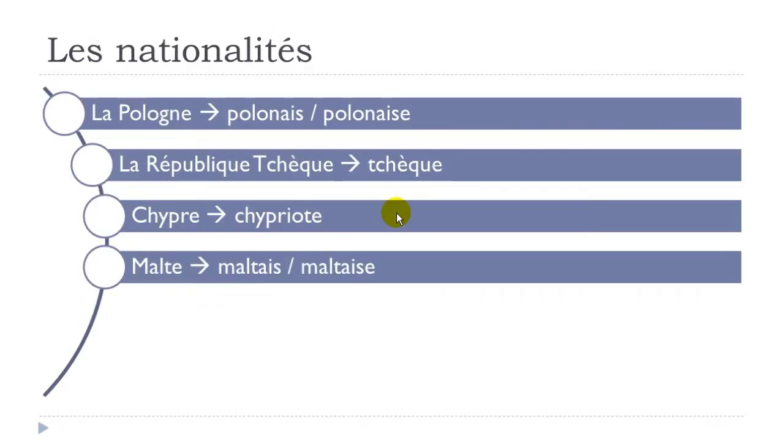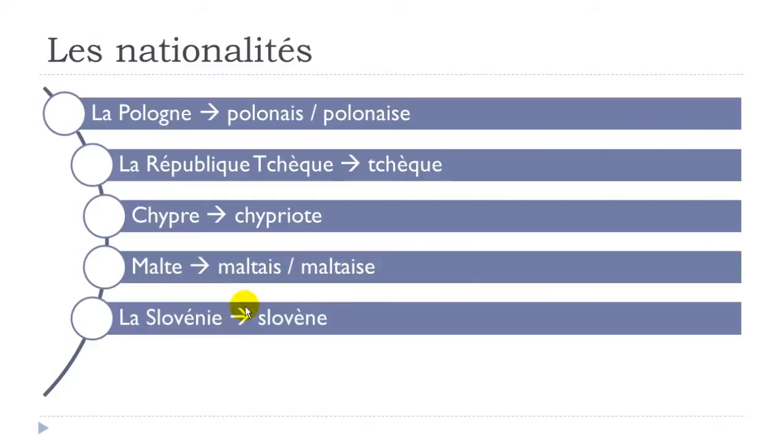Malte, Maltais, Maltese. So remember, as I said previously, the only difference is the final E. Maltais, Maltese. La Slovénie, so only one form here. Slovène. Remember, E accent grave, you open it. Est, Slovène.